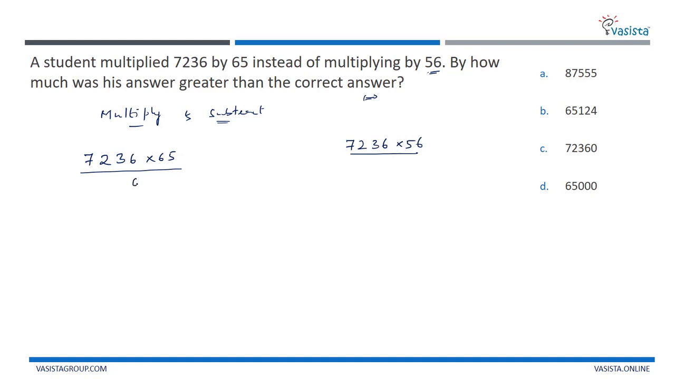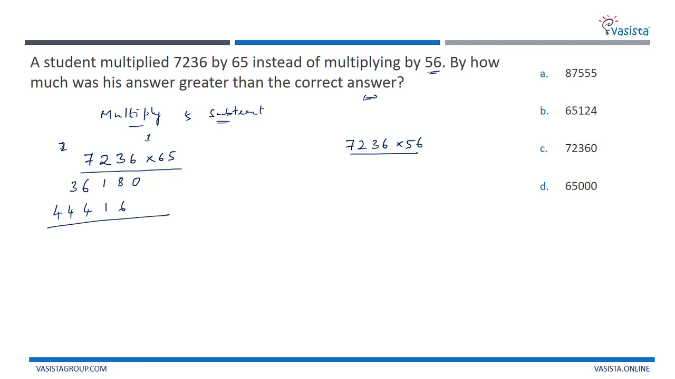5 6 is 30, 3 carry. 5 3 is 15 plus 3 is 18, 1 carry. 5 2 is 10 plus 1 is 11, 1 carry. 5 7 is 35 plus 1 is 36. Then 6 6 is 36, 6 3 carry. 6 3 is 18 plus 3 is 21, 2 carry. 6 2 is 12 plus 2 is 14, 1 carry. 6 7 is 42 plus 2 is 44.